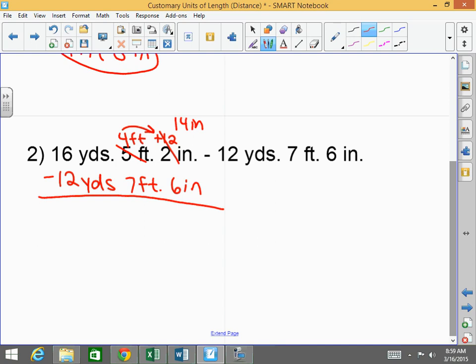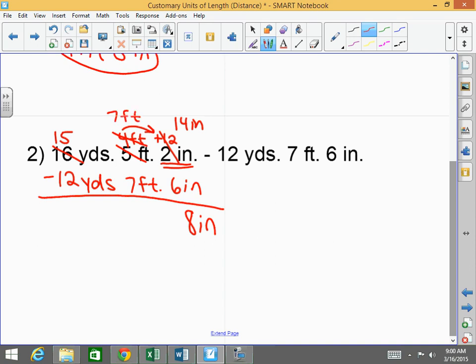Does everyone see what I just did there? I took 12 inches away from a foot. I borrowed a foot, and I added those 12 inches to these 2 inches. So now what's 14 inches minus 6 inches? That would be 8 inches. Now, can I take 7 feet from 4 feet? No, right? However, I can borrow 1 yard, correct? How many feet in a yard? 3. So I'm going to add 3 feet to these 4 feet, making it 7 feet.